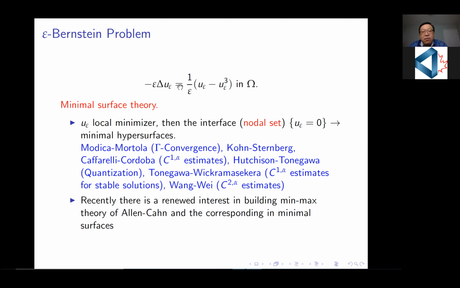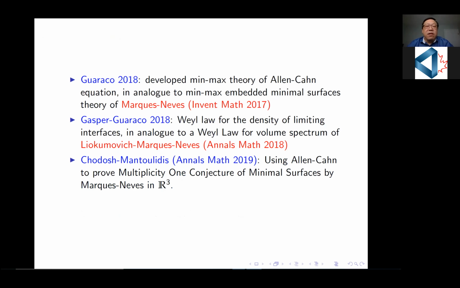It is related to the minimal surface, and recently there's a renewed interest in building the so-called minimax theory of Allen-Cahn and the corresponding one in the minimal surface. For example, in 2018, Guaraco developed the minimax theory for the Allen-Cahn equation, in analogy to the min-max embedded minimal surface theory by Marques and Neves in 2017.